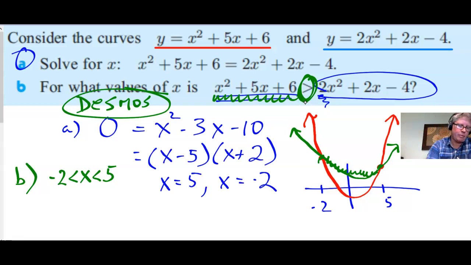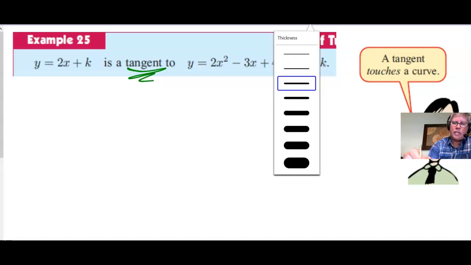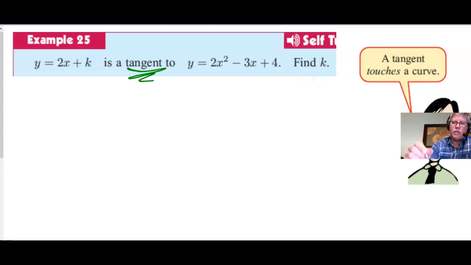Okay, moving on. Oh, tangent, finally. I love this problem. So this is asking us, can we make some choices in our life? We've got this k now. We can affect that line. We can change that line. And we want to make it so that this thing is tangent to this.